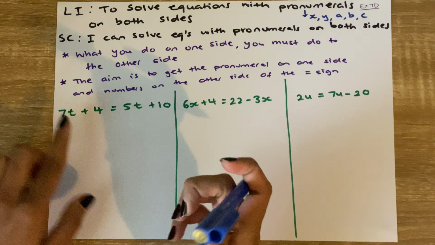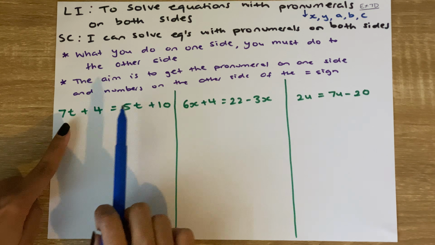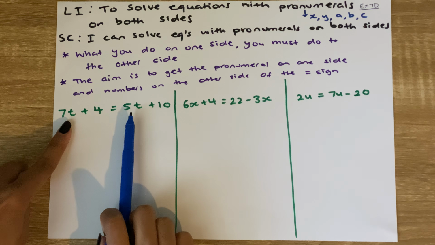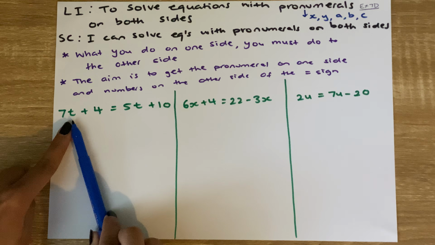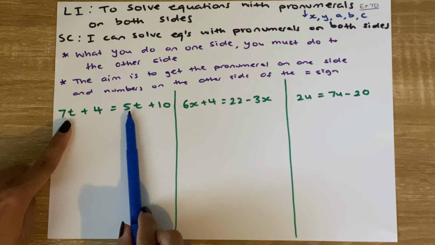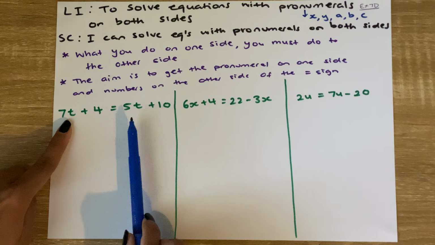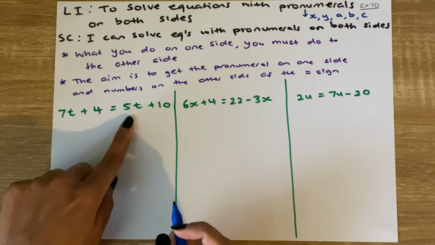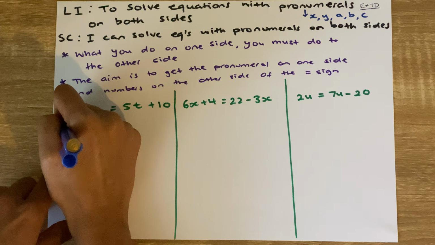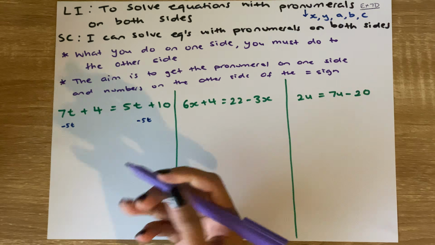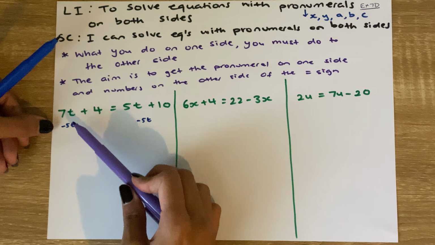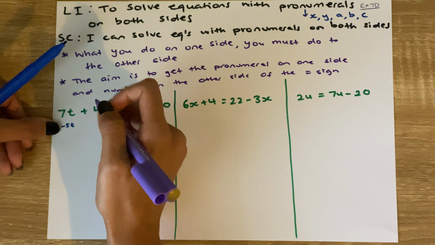Okay, so what I'm going to do here is firstly, I'm going to look at my pronumerals. So I've got a 7t and I've got a 5t. Okay, so t is my pronumeral. What I can do is I can move this 5t to this side, okay? But to get rid of it, here it's positive. So to get rid of it, what I need to do is subtract 5t from both sides because this is a positive 5t. So I'm going to subtract 5t from this side and I'm going to subtract 5t from this side. So if I do that, I'm left with 7t take away 5t, which is 2t.